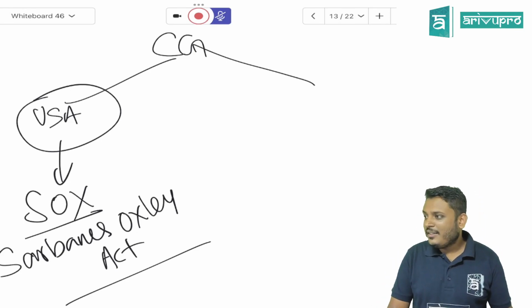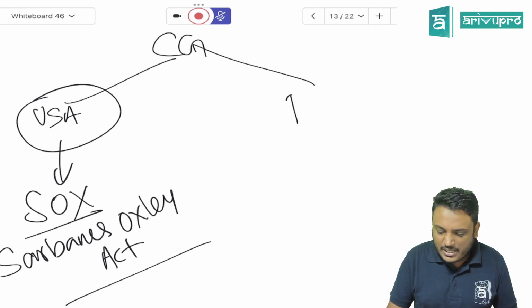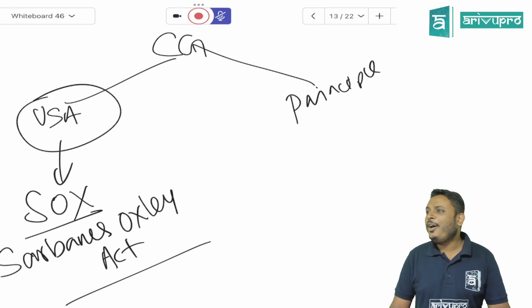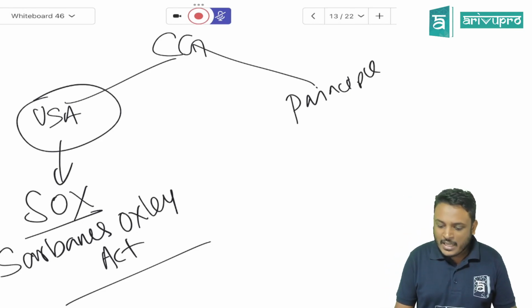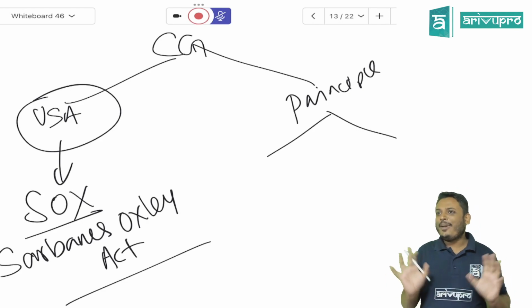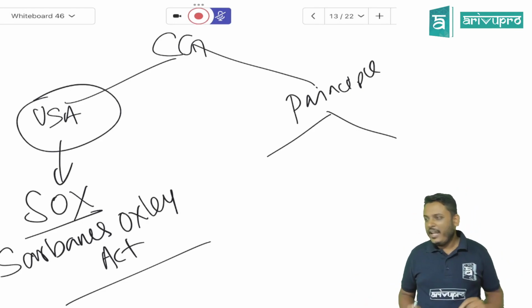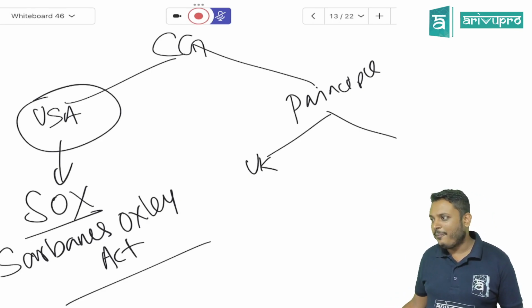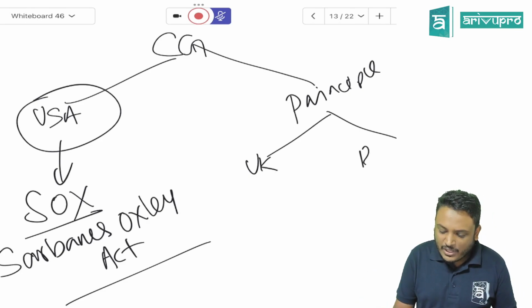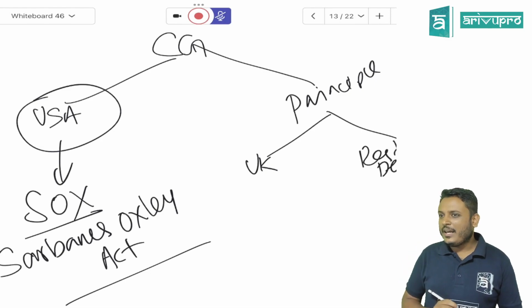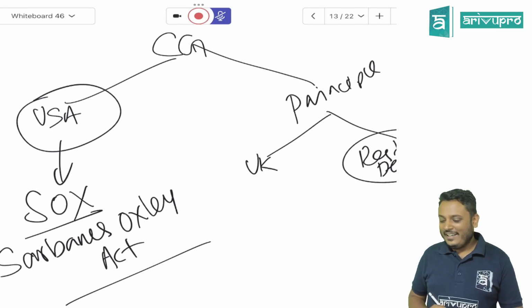The rest of the world believes in a principle-based approach. What is the principle? Comply or explain. This is divided into two. I am talking about how corporate governance appears in the world. One is the UK Corporate Governance Code, which is what we are going to study now. The other one is the rest of the world, most of the developing countries. What did developing countries do?